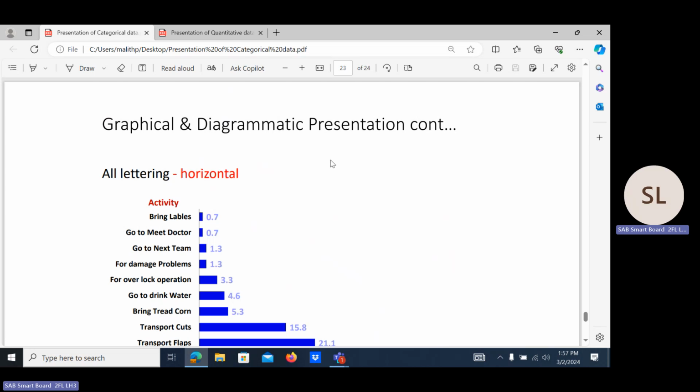Normally, the other one is the footnote. When we draw the line graph or pie chart, the source of information should be mentioned as a footnote. We can insert the source of the information as a footnote. Okay, clear?